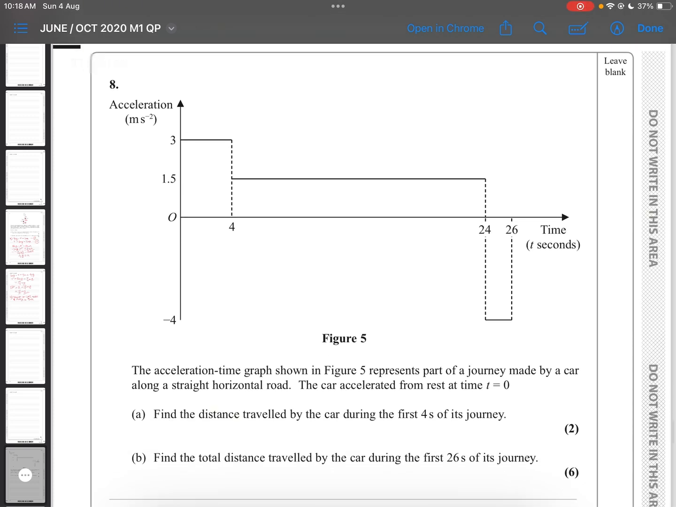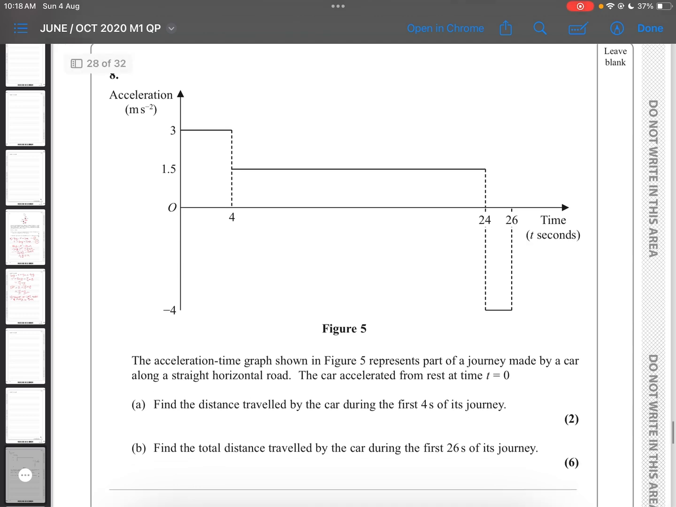Question 8 says the acceleration time graph shown in figure 5 represents part of a journey made by a car along a straight horizontal road. The car accelerated from rest at time t equals 0. Part A says find the distance traveled by the car during the first 4 seconds of its journey.